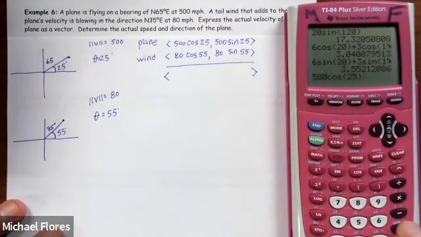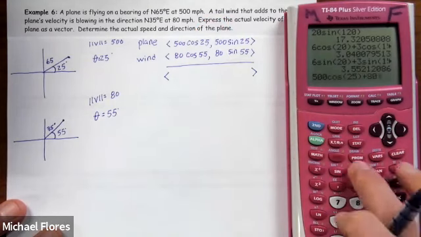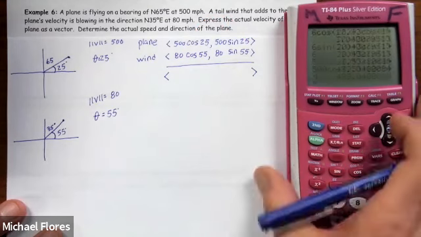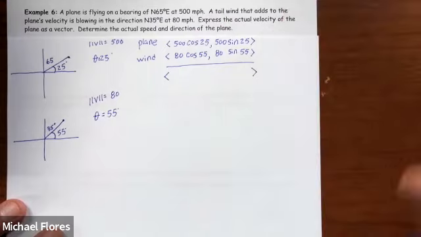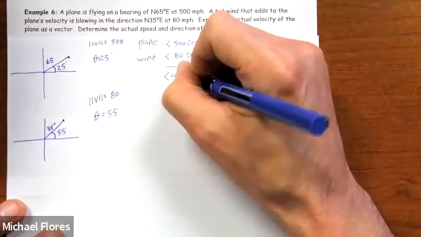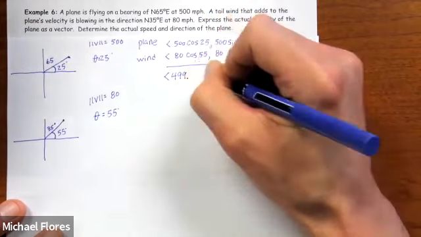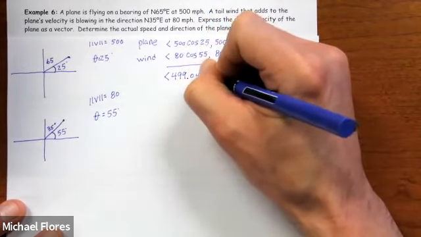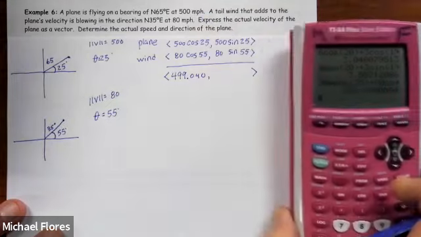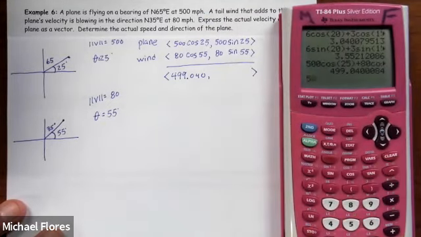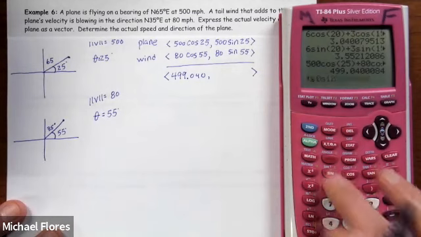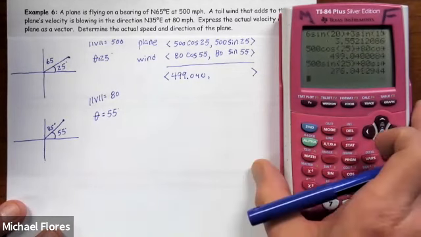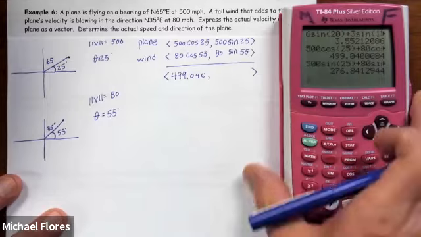500 cosine 25 plus 80 cosine 55, or 99.040. Now let's add our sine values together. 500 sine 25, close the parentheses, plus 80 sine 55. 276.841.